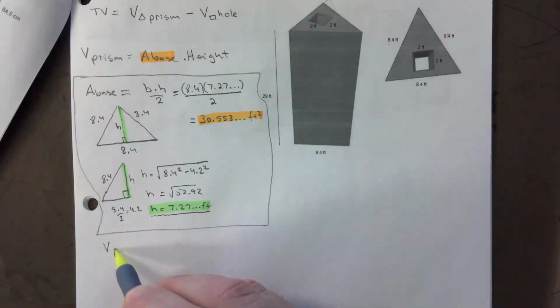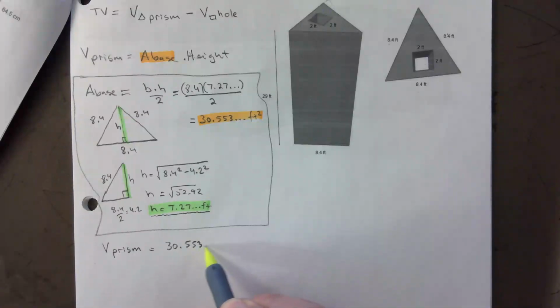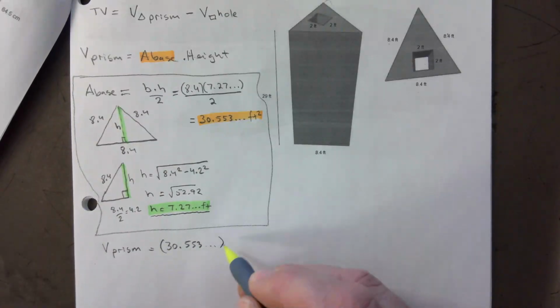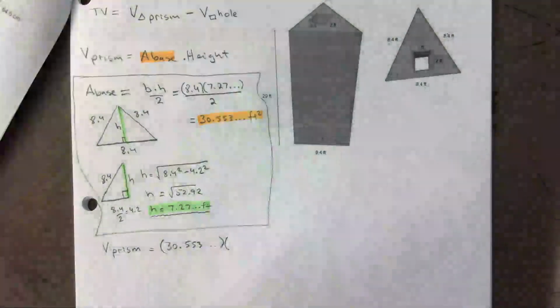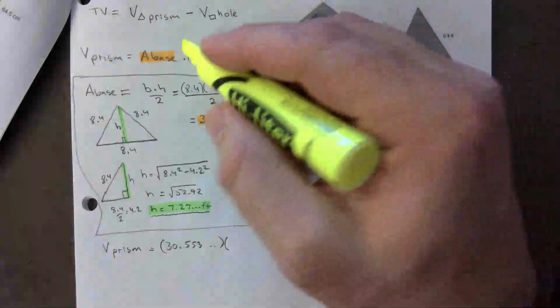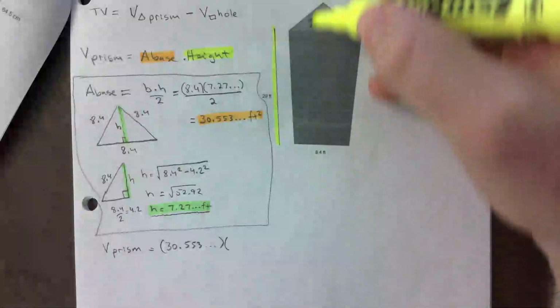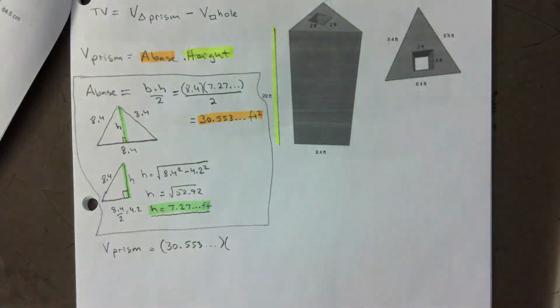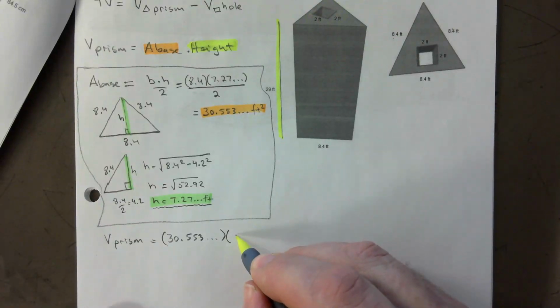So volume of prism is that number right there, 30.553 and then some, multiplied by the height. And when I talk about this height here, I'm talking about the height of that entire prism. So I'm going to go times 29.